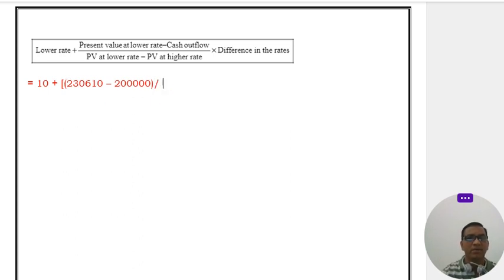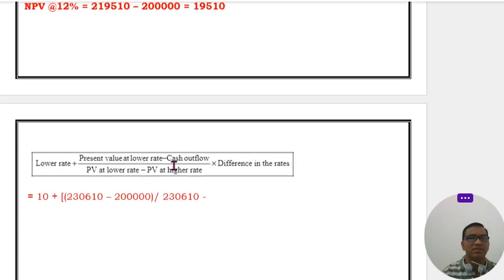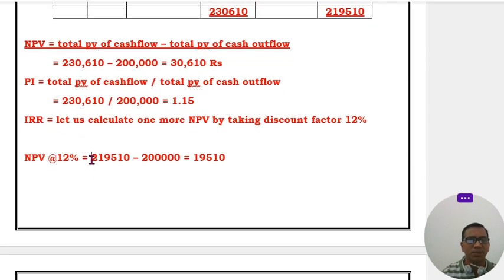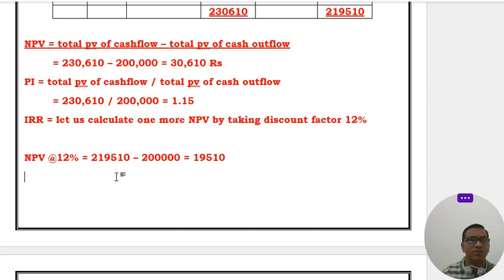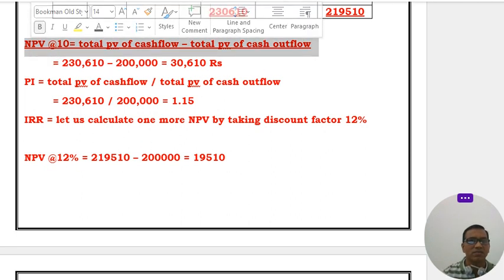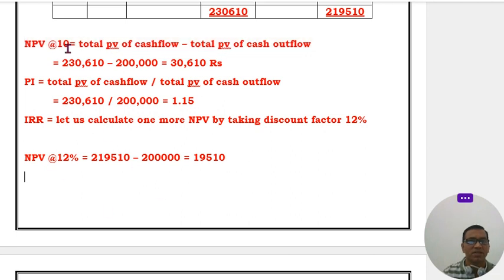divided by, I am keeping this in brackets for easy calculation, divided by PV at lower rate. PV at lower rate means 230,610 minus PV at higher rate. This is the PV at higher rate, the total present value of cash inflow at higher rate, meaning 12%. Out of 10 and 12, 12 is the highest one. This is NPV at the rate of 10%. This is NPV at the rate of 12%. So here, this is 10%, this is 12%.